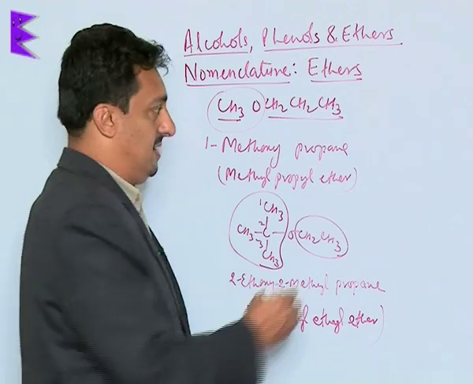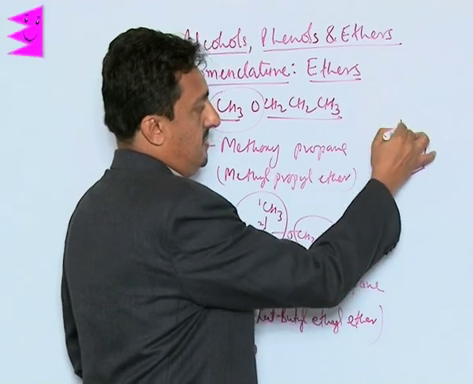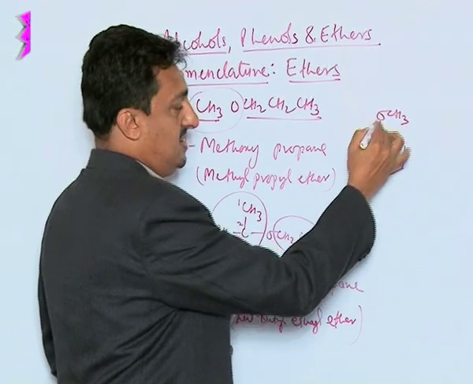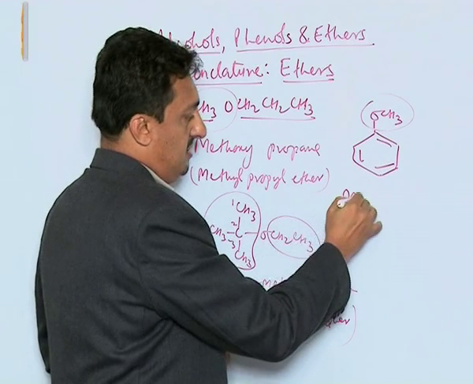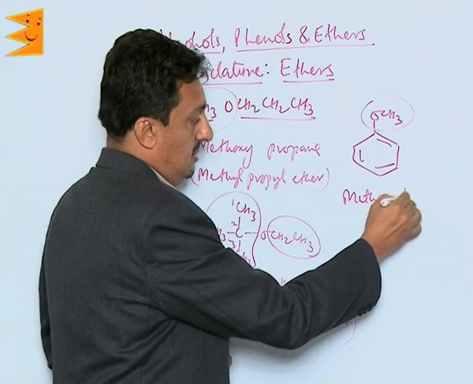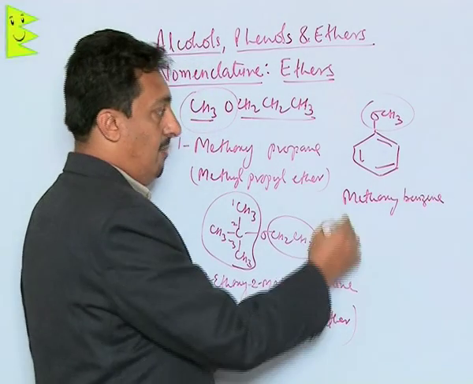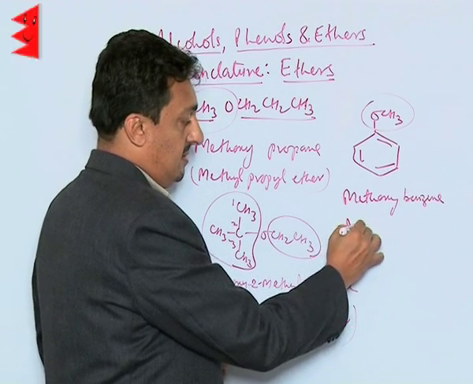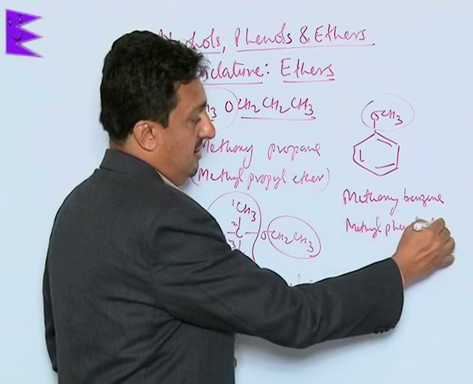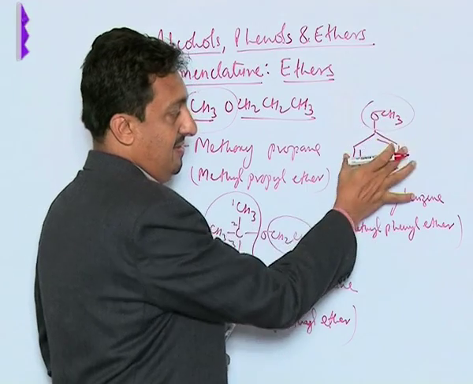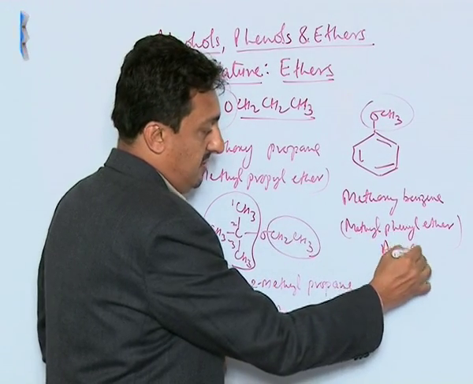Now let us see the aromatic ones. Suppose we have an OCH3 group attached to the benzene ring. This whole compound is called methoxybenzene, whereas in common language we can call it methyl phenyl ether, because this is methyl, this is phenyl and ether. Its commercial name is anisole.